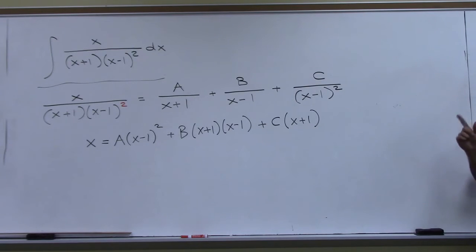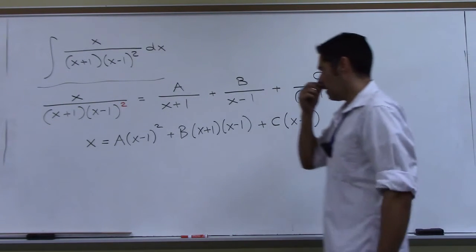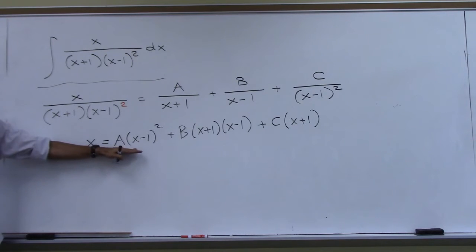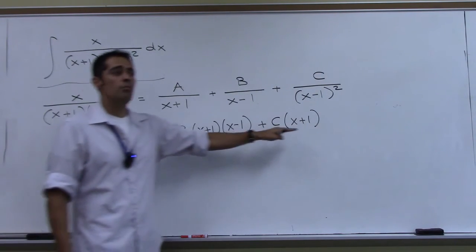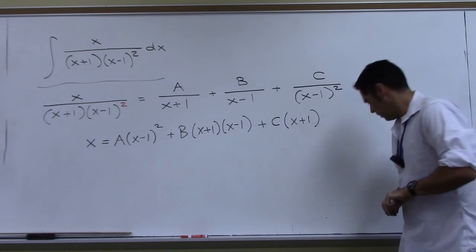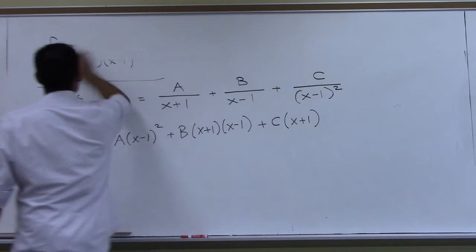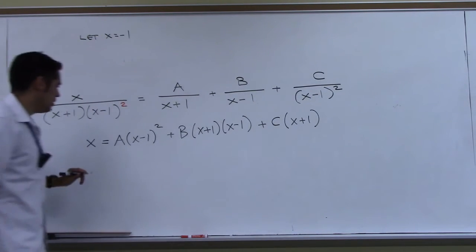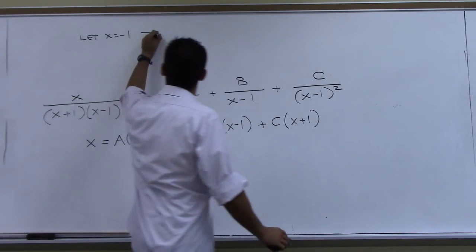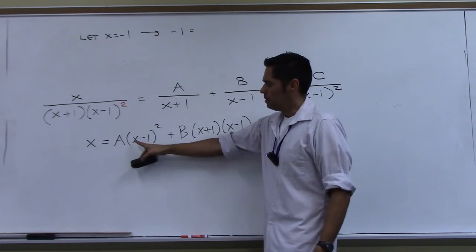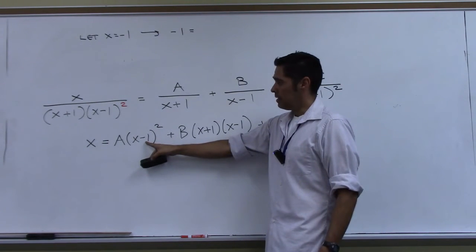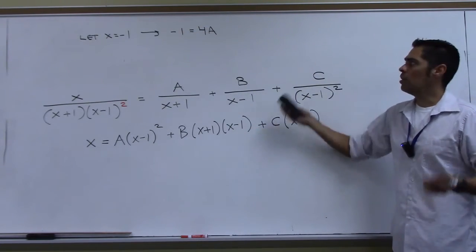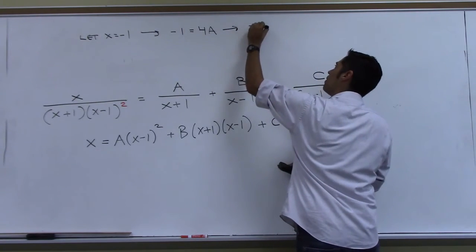The goal of the problem is to figure out what a, b, and c are. Can you get a? How are you going to get a? Let x be -1. Right? Let x be -1. So I'm going to move faster through this because we're almost out of time. Let x be -1. And you get what here? -1 equals -1 minus 1 is -2 squared, 4, so 4a. And what about these two? They're gone. So a is what? -1/4?